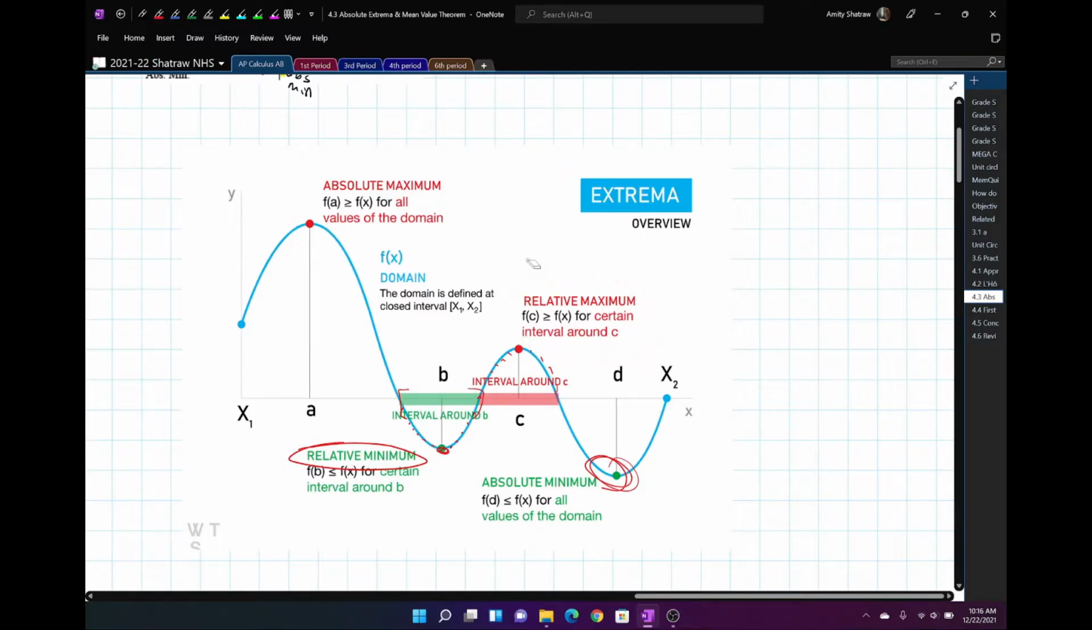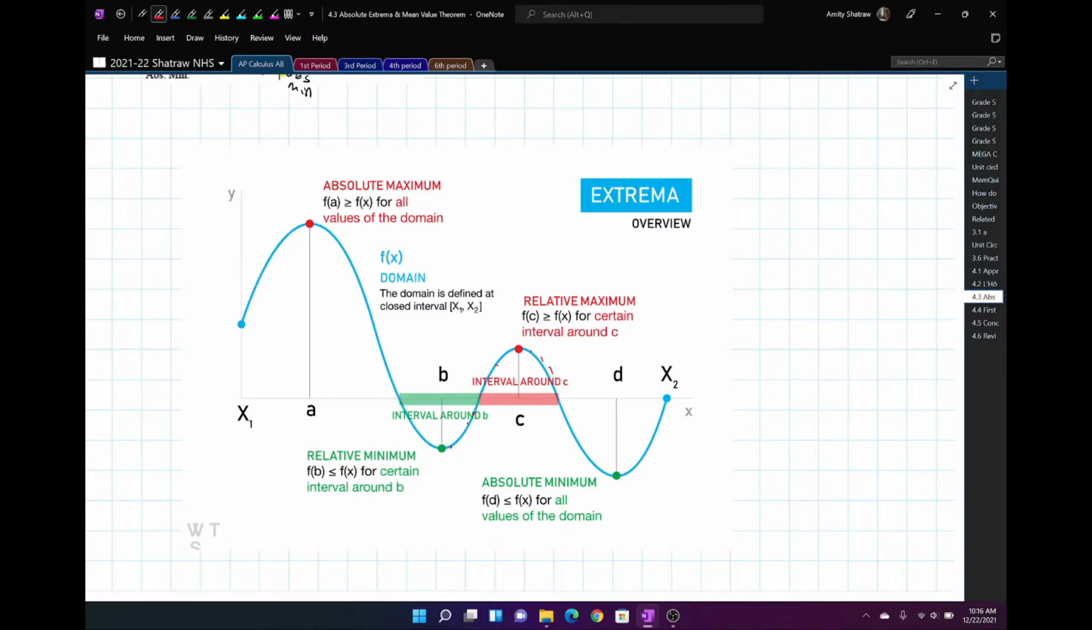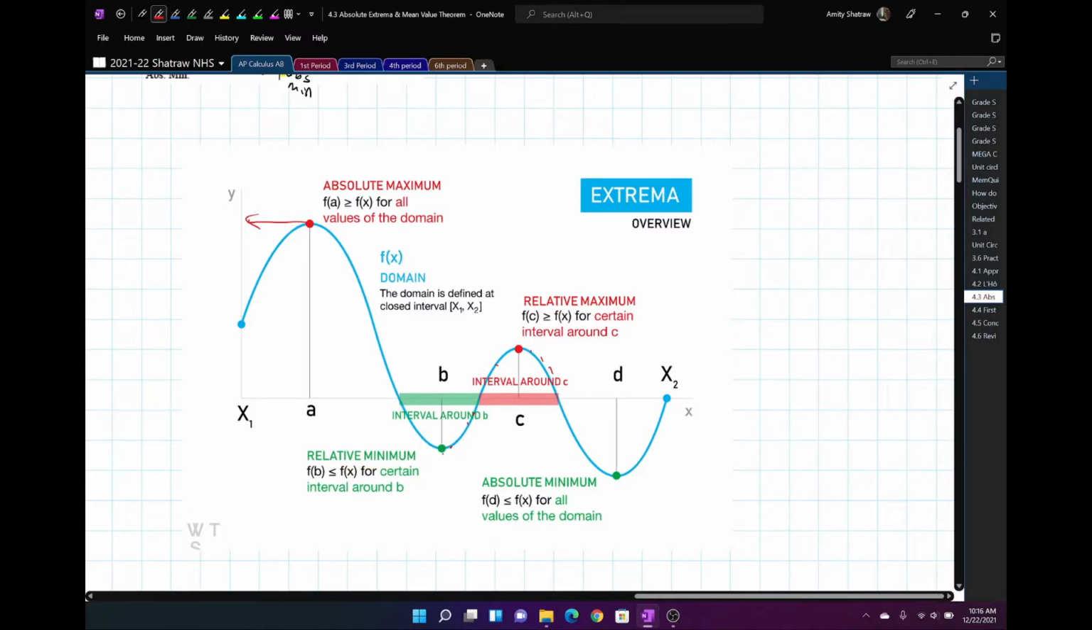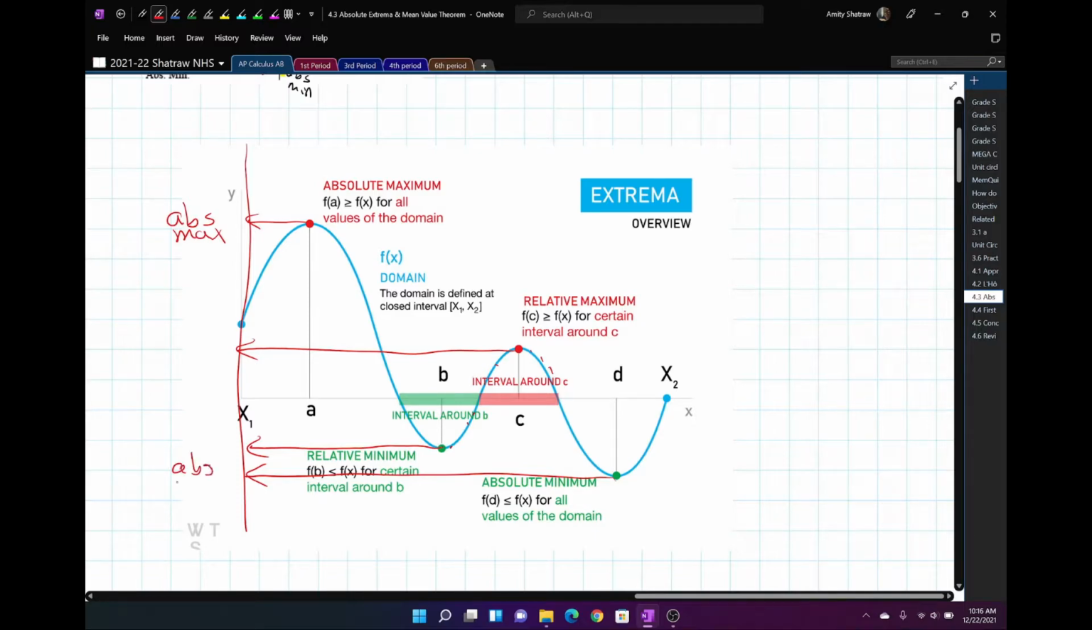And so I thought it wasn't that bad of a picture, even though they're still not tracing it to the y-axis. And I think that tracing it to the y-axis is really helpful, so that obviously this is going to be my absolute max up here, and this is going to be my absolute min down here, and any of these values that are in between are clearly going to be relative maxes or mins, all right?